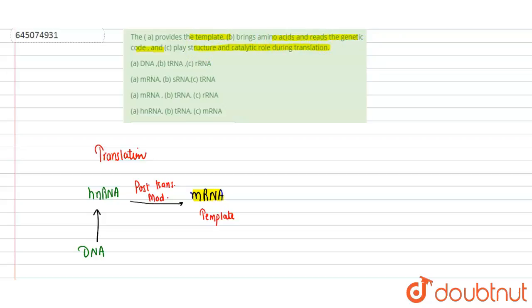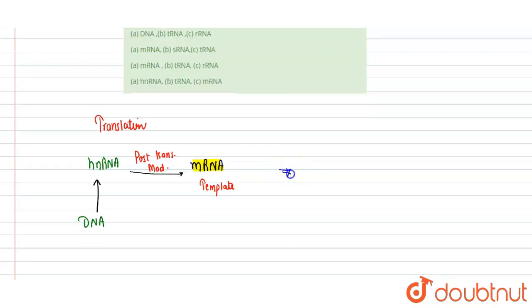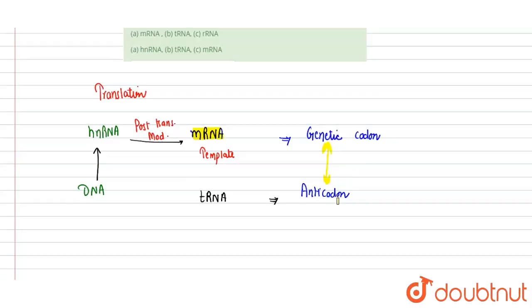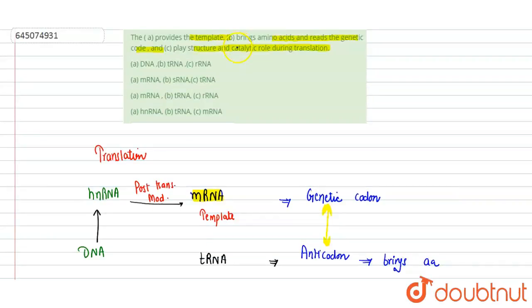So on the mRNA, the genetic code is present in the form of codons, and then there is another RNA that comes into the picture, that is tRNA, or we can say transfer RNA. Transfer RNA reads the genetic code because it has the anticodon that corresponds to the codon. According to the codon present on the mRNA, the anticodon will bind, then it brings the amino acid, and it starts the translation.